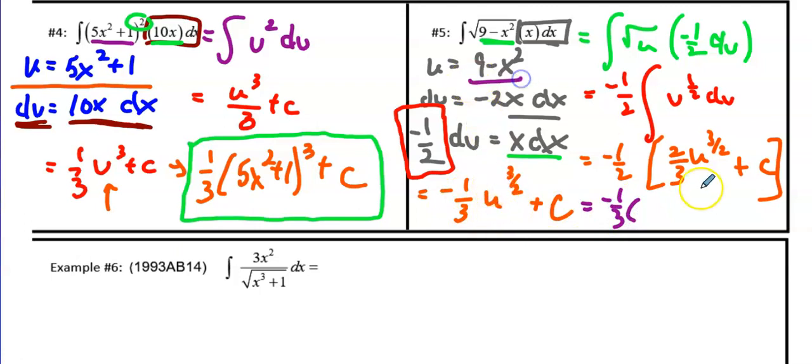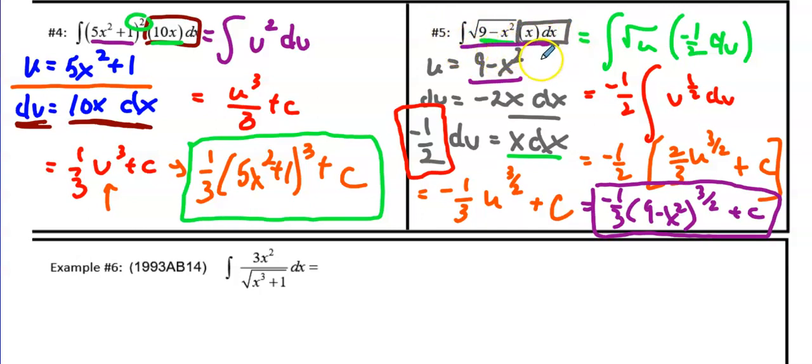I know that u is going to be equal to 9 minus x squared. So I'm going to go ahead and replace u with 9 minus x squared to the 3/2 power, plus c. Because again, if you take the derivative of what I've written in purple right here, it doesn't matter what the c value is. So if it's negative 1/2 c, it's still a constant. It's going to go away anyways because we're just left with this right here, because this is still a definite integral. Okay, so that's an example of that.